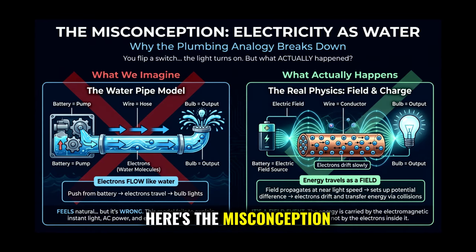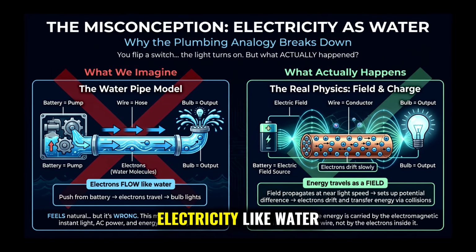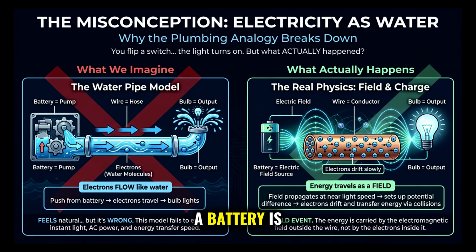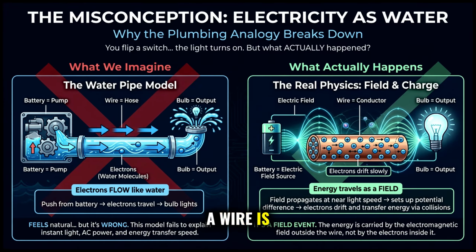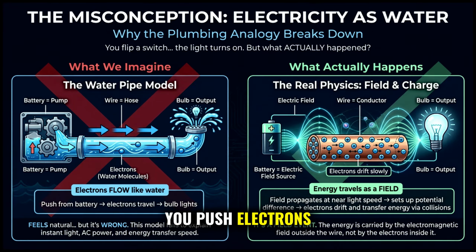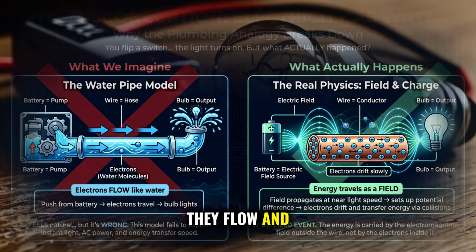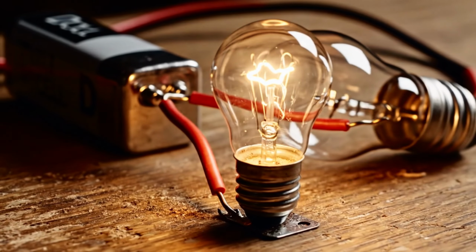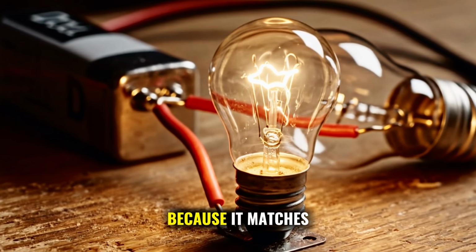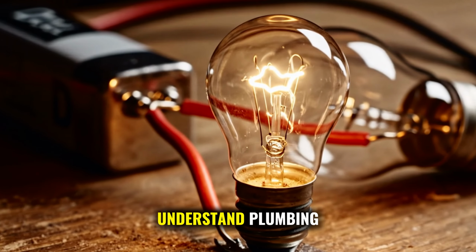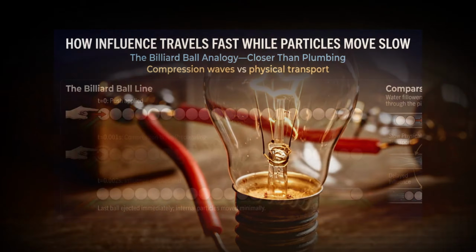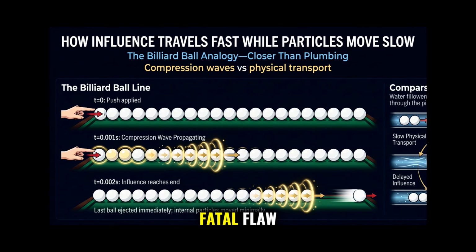Here's the misconception. Most people imagine electricity like water in a pipe. A battery is like a pump. A wire is like a hose. You push electrons through. They flow, and the bulb lights up. That picture feels natural because it matches something you already understand. Plumbing. But the plumbing picture has a fatal flaw.